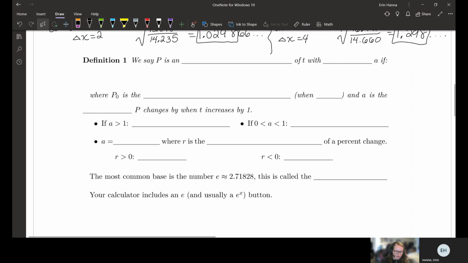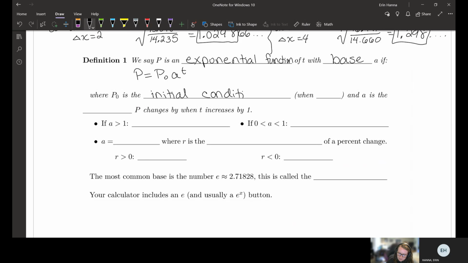So we say that P is an exponential function of t with what we're going to call base a, if it can be written as P equals some P naught a to the t. So P naught is going to be called the initial condition, which is also going to be when t equals 0. So if you ever hear an initial condition and you need to find out when that happens, you can just let t equal 0. It's going to give you the same value.